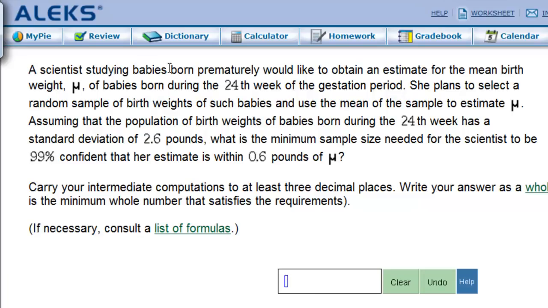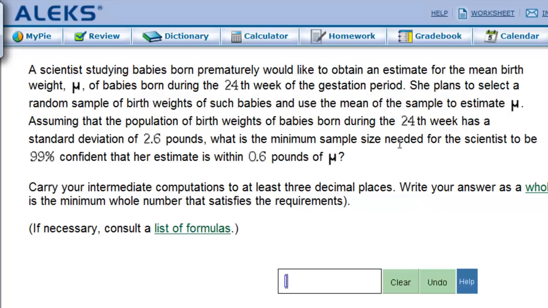A scientist studying babies born prematurely would like to obtain an estimate for the mean birth weight, mu, of babies born during the 24th week of the gestation period. She plans to select a random sample of birth weights of such babies and use the mean of the sample to estimate the mean of the population. Assuming the population of birth weights of babies born during the 24th week has a standard deviation of 2.6 pounds. So that's the population standard deviation, so we can use C.